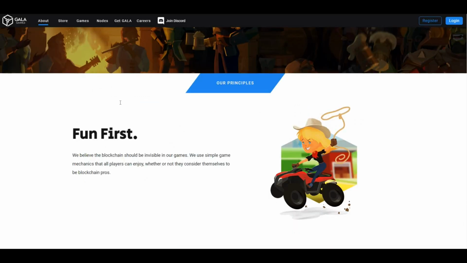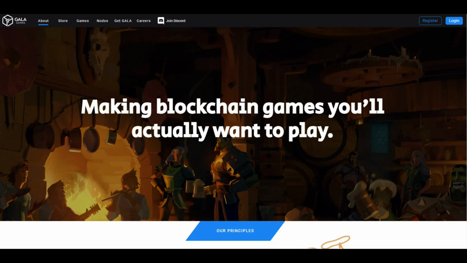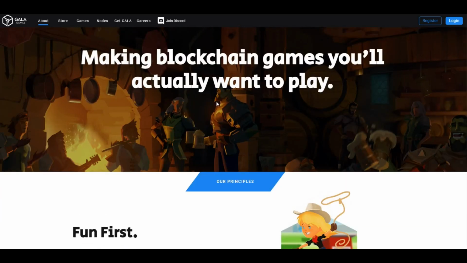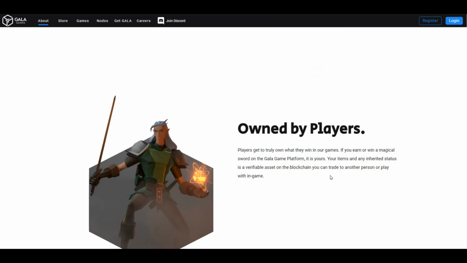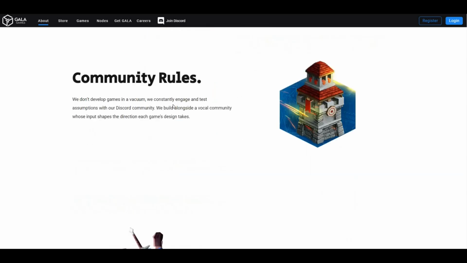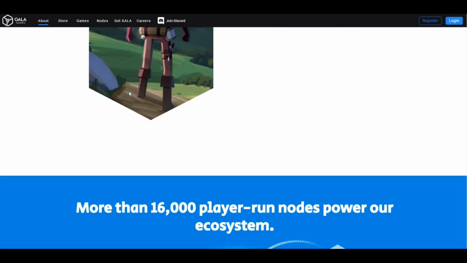If you take a look at their games, here's a little bit about what they're looking to offer and what they are offering. Making blockchain games you'll actually want to play, so obviously good graphics, good games, and just overall a good experience for the user. Fun first, owned by the players. So literally the assets are owned by the players rather than just the gaming industry, if that makes sense. So yeah, it's good.